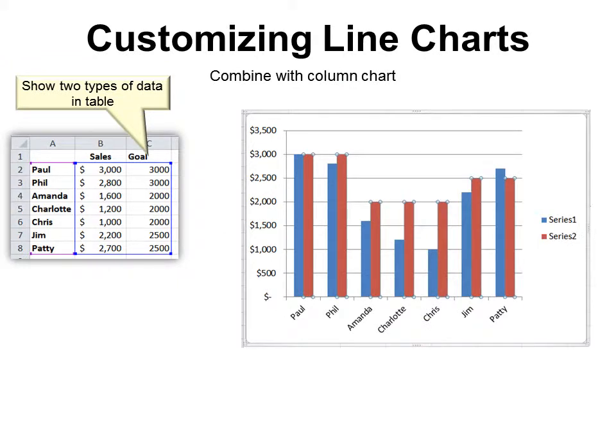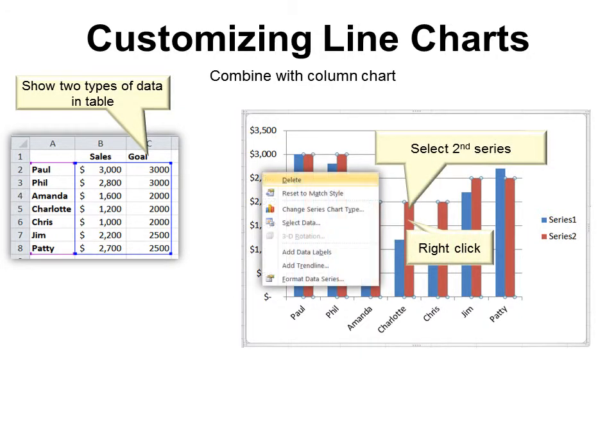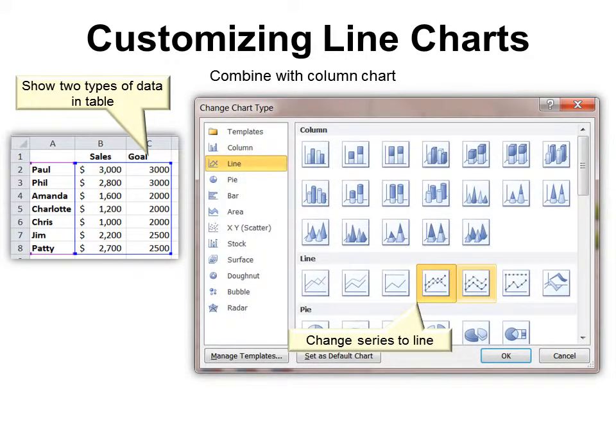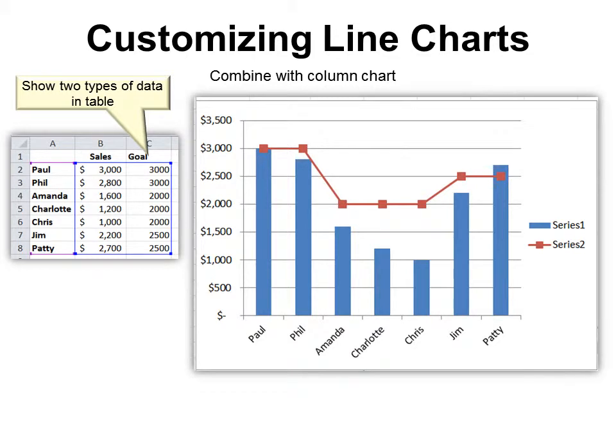To customize a line chart, this is one of those things that people ask me about a lot. They want to be able to see 2 different kinds of charts in one. In this case, we've got the sales and we have the goal, and I'd like that goal to be a line chart instead of a bar chart. So all you have to do is click on the second data point here, and then right click on it. So you select the second series, right click on it, and you have the option to change the series chart type. In this case, we want to change it to a line. So now we have the goal in red, and we have the actual sales in blue.